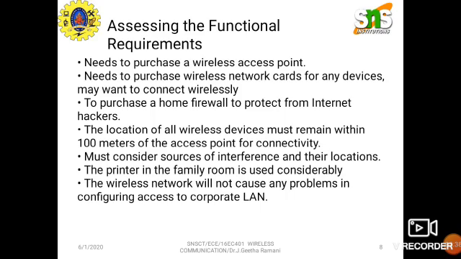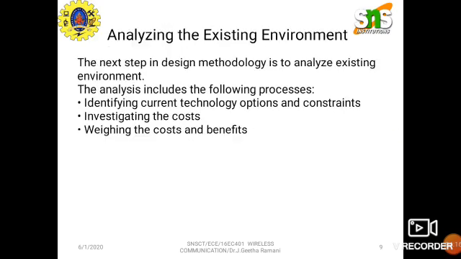Now we have to assess the functional requirements. First, we need to purchase a wireless access point, purchase wireless network cards for any devices that may want to connect wirelessly, and purchase a home firewall to protect from internet hackers. The location of all wireless devices must remain within 100 meters of the access point for connectivity, and we must consider sources of interference and their locations. The printer in the family room is used considerably. The wireless network will not cause any problems in configuration access to the corporate LAN.